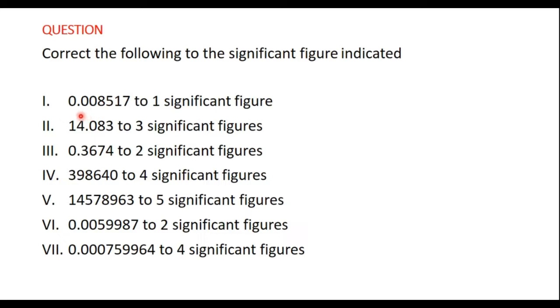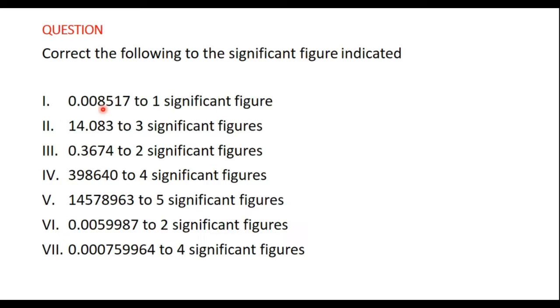So here, if you are counting from left to right, you see that the first value is 0. After the decimal point, the next one is also 0. The next one is also 0. So all these values are not significant. Now the first significant figure in this value is 8. That is the first non-zero number that we meet.